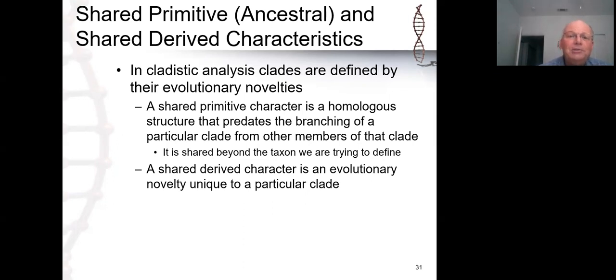And so it is a characteristic that is more primitive, it appears earlier, than the divergence of the clade as we are defining it. A shared derived characteristic only appears in the clade after the clade diverges from its common ancestor. In other words, it's uniquely found within all individuals that are part of the clade.